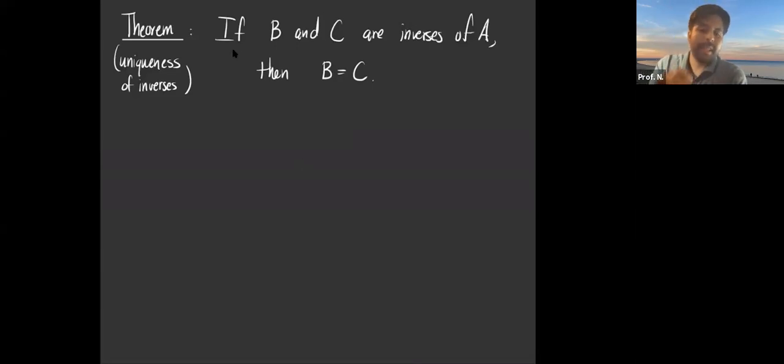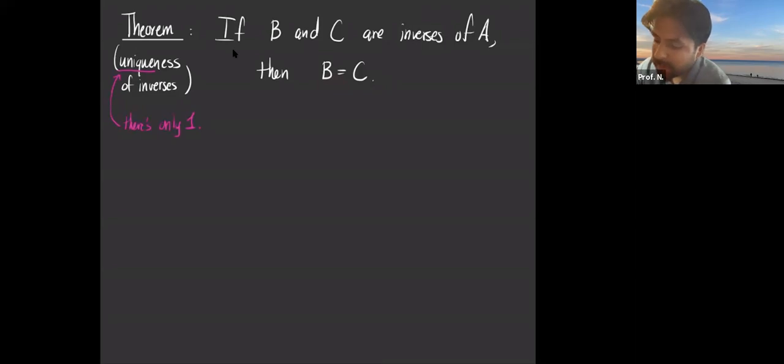It's distinctive, but not just distinctive. There's only one of them. Remember, unique means there's only one. So that's exactly what I'm saying. If B and C are two different inverses for the same matrix A, then the reality is that both of them were actually the same.